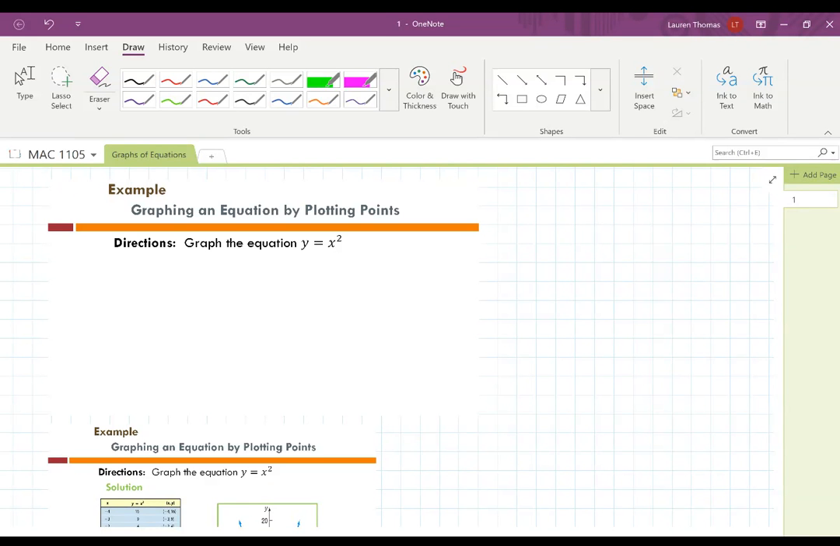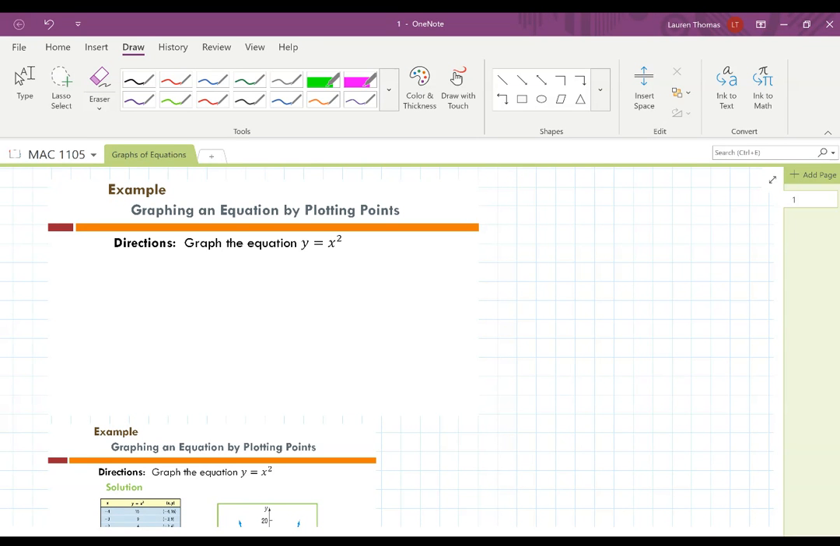Okay, so now we're going to continue on with the second example that we have about plotting points. This time, the equation that they gave us is y equals x squared. So remember, in this section, they are making the assumption that you have no idea what the picture should look like just by giving the equation without plotting points.